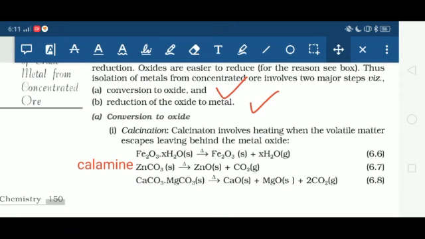Now calcination is a process which involves conversion of carbonate ores into oxides in the presence of a limited supply of oxygen. Whereas in roasting, sulfide ores are converted into oxide ores in the presence of excess oxygen.